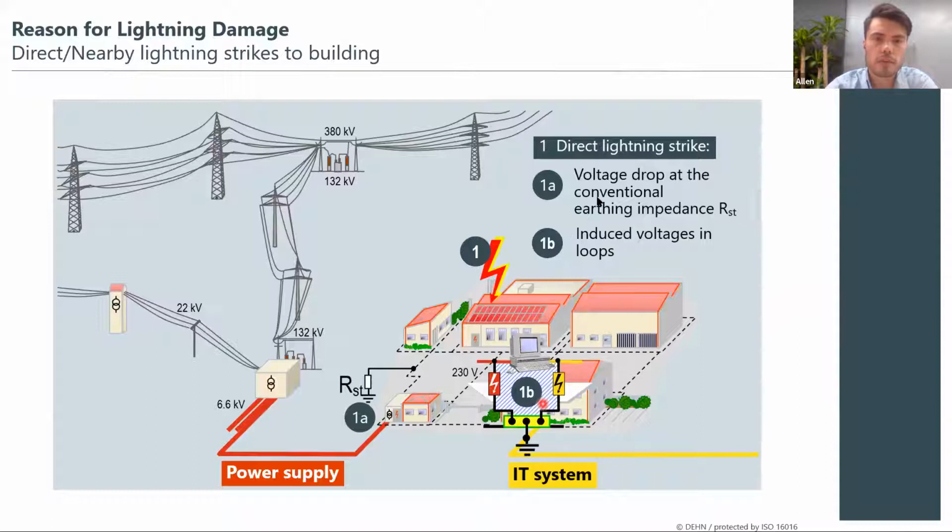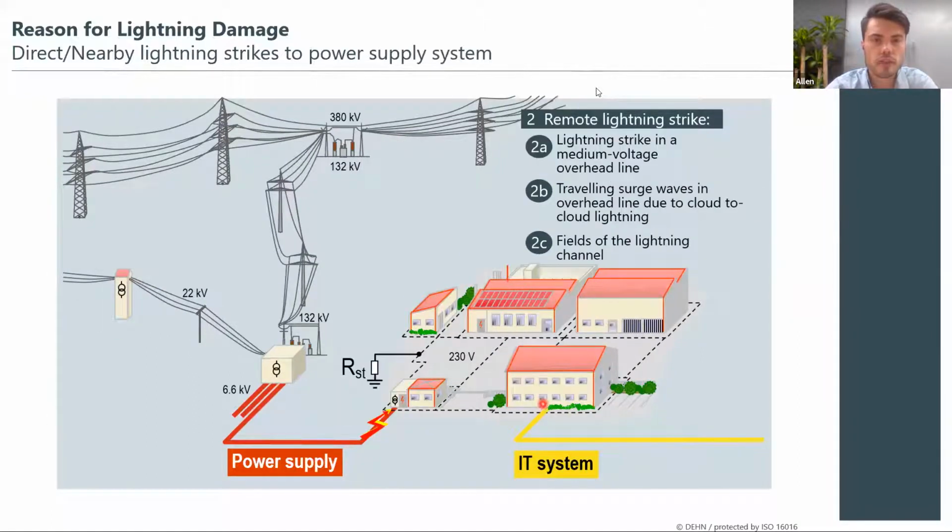These voltages are usually in a range of above 1,000 volts, which is too high for your equipment to withstand. Another example of lightning damage is remote lightning strikes. First of all, if you get a direct lightning strike on an overhead high voltage line, that lightning current is now on your power cables going into the transformer and is conducted via the power cable into your residential area.